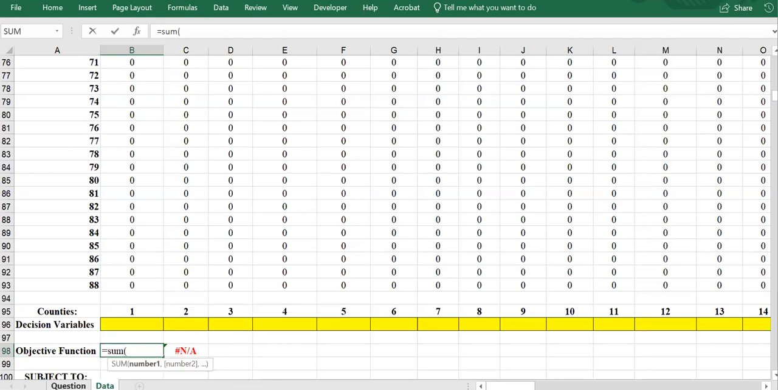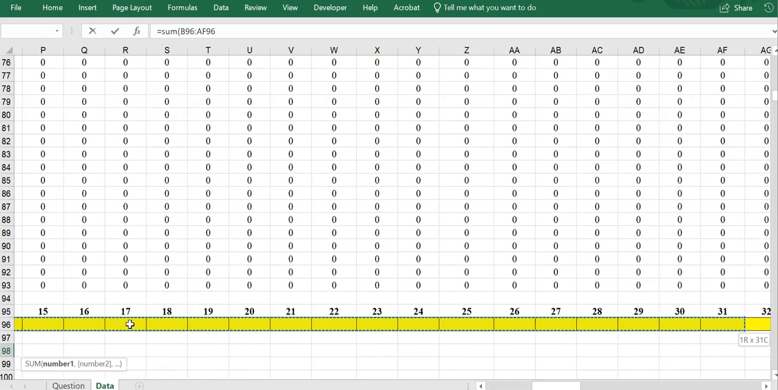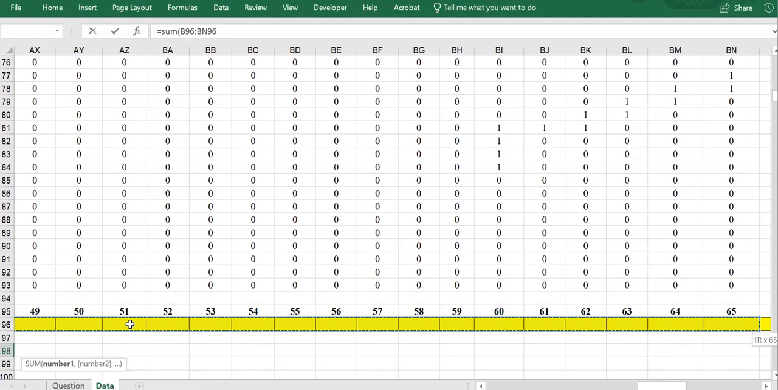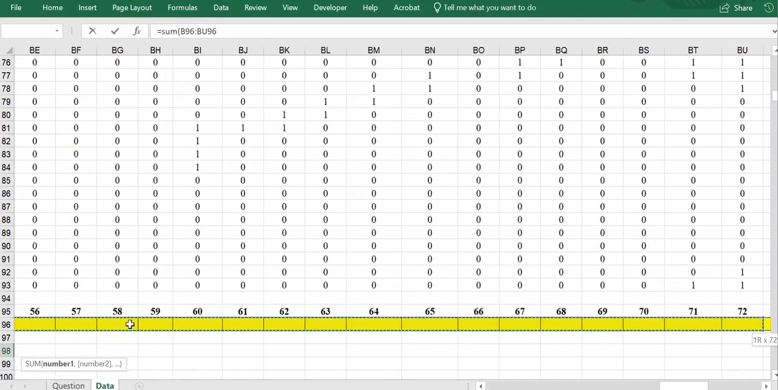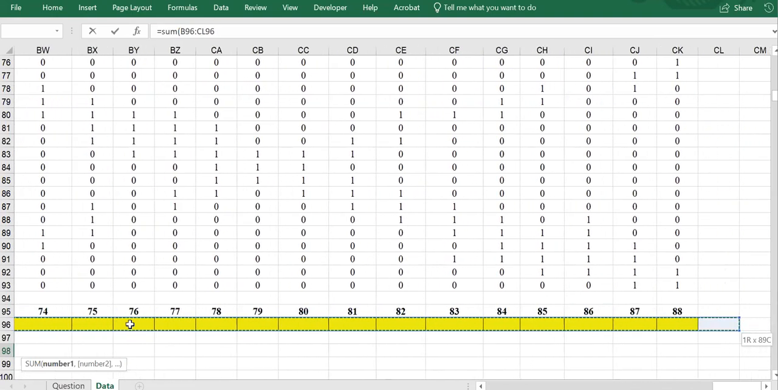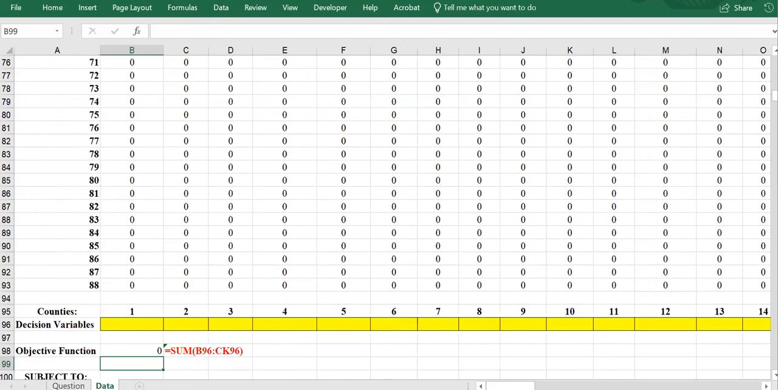Sum of the decision variables. So you just need to include all the 88 decision variables, sum of all of them, sum of all the decision variables.